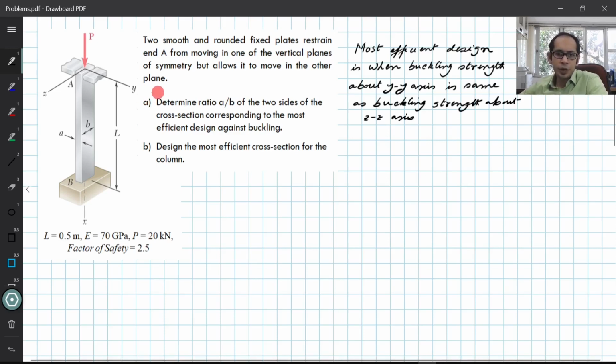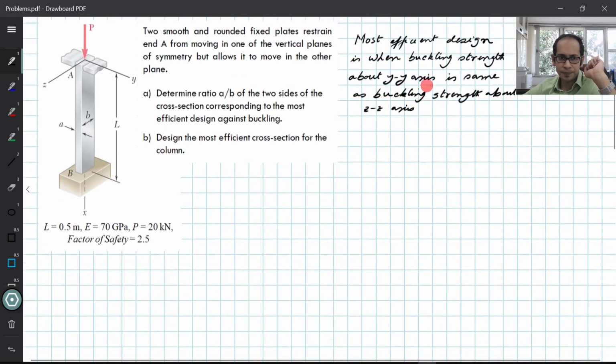So what I just wrote here is that the most efficient design is when the buckling strength about the YY axis over here is the same as the buckling strength about the ZZ axis. Now for these two separate instances, let's go ahead and see what is the LE, the I, the area moment of inertia that you have. So first we are going to write about the YY axis over here.